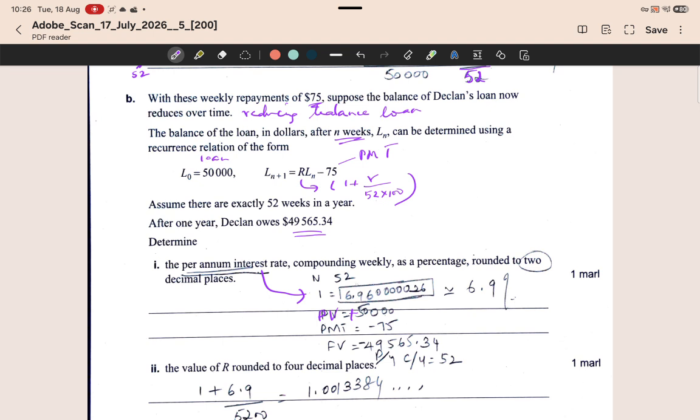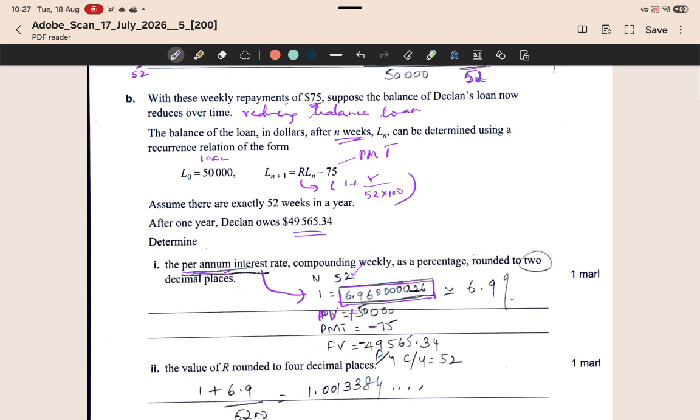And if money leaves your hand, it's negative. And so you leave a blank here because the interest is the question. When you calculate on the financial solver the value for I, it's always interest per annum. And they say the payment that he makes is 75. Because money is leaving him, he's making a repayment, so it's always negative. And after 1 year, that is 52 weeks, the future value is 49,565.34. And the payments and the compounds per year is 52.